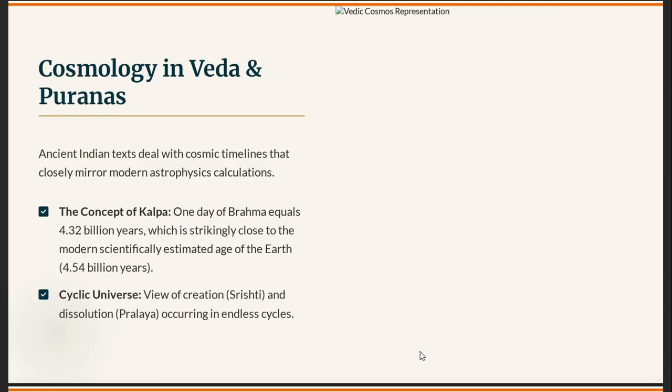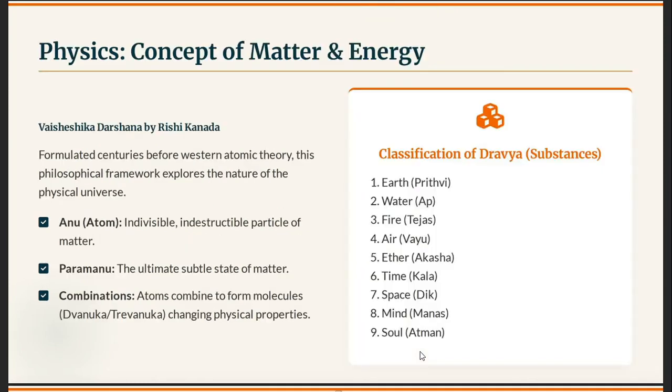So cosmology in Veda and Puranas, the concept of Kalpa. So one day of Brahma equals 4.32 billion years, which is strikingly close to the modern scientific estimated age of Earth, that is 4.54 billion years. And the cyclic universe, a view of creation, srishti, and dissolution, pralaya, occurring in endless cycles. So these are about the cosmology.